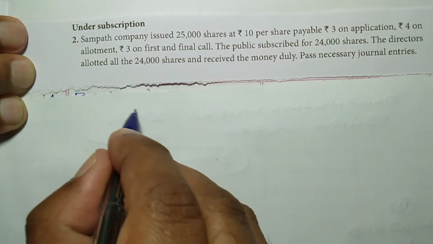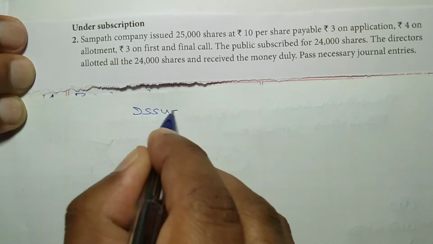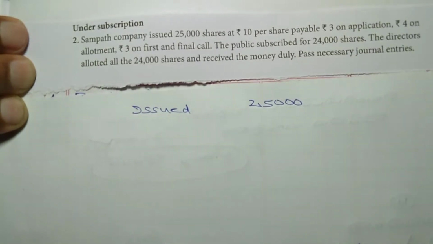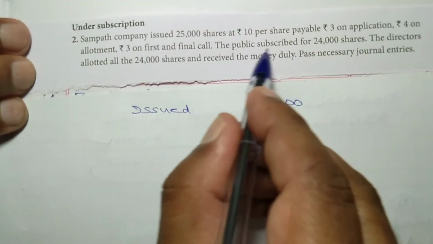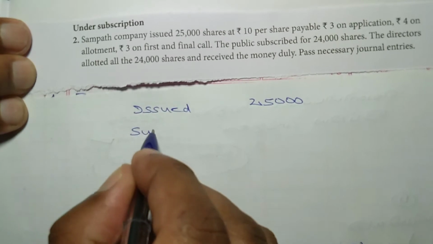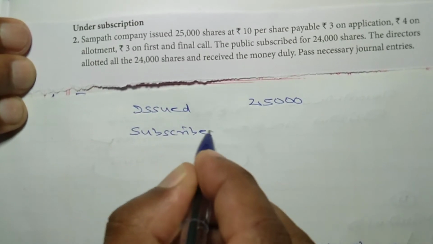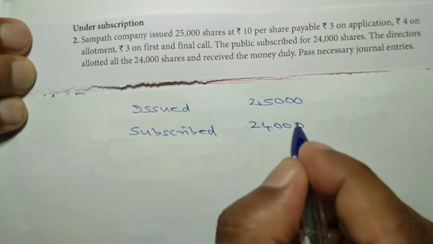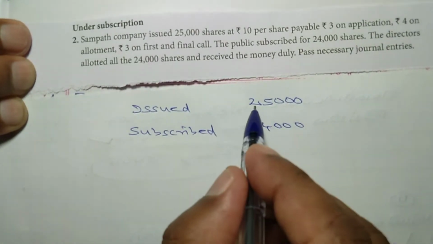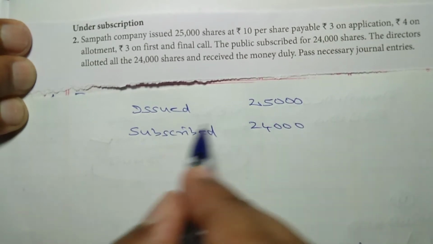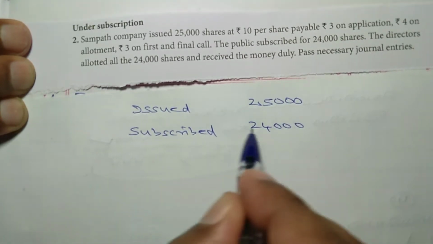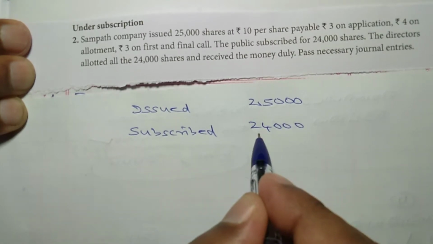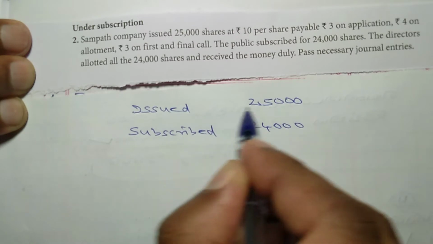So, number of shares issued. Number of shares issued is 25,000. Then public subscribed. So, number of shares subscribed. Number of shares subscribed is 24,000. So, just note it down. The number of shares issued is 25,000. Number of shares subscribed is 24,000. So, the number of shares subscribed is less than number of shares issued.